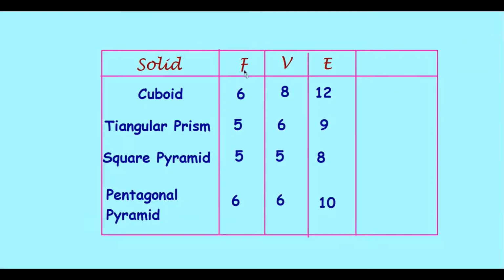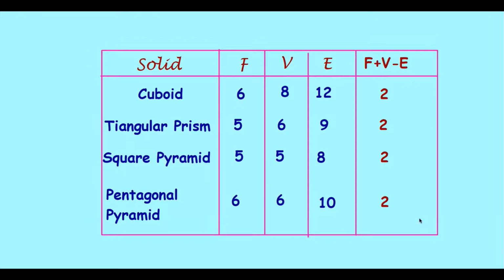Now you add the first and second, that is the number of faces and the number of vertices, and subtract the number of edges from that. What will you get? That is, you have to add F plus V and subtract E. Let us check what you will get in the first case. 6 plus 8, 14. 14 minus 12, what will you get? You will get 2 here. Then what about the triangular prism? 5 plus 6, 11. 11 minus 9, again you will get 2. Here 5 plus 5, 10. 10 minus 8, yes, it is 2. Here 6 plus 6, 12. 12 minus 10, again you get 2.